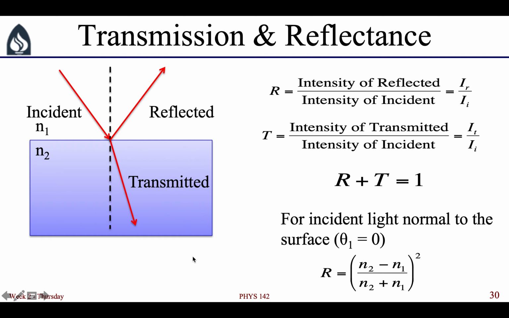These two ratio percentages should add up to 1 because the sum of the amount of light that is reflected plus the percentage of the light that is transmitted should add up to 1.